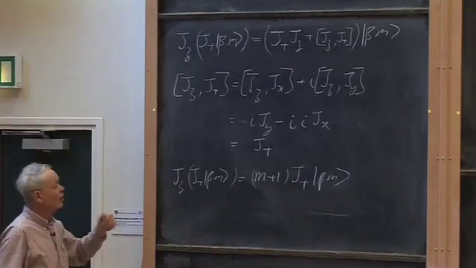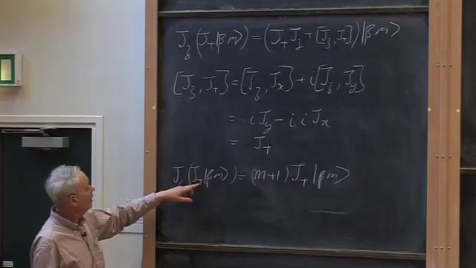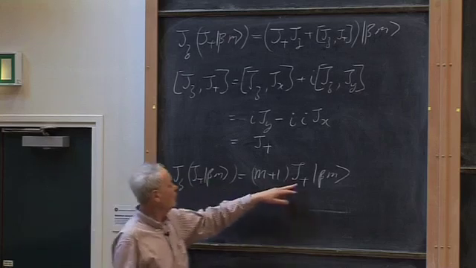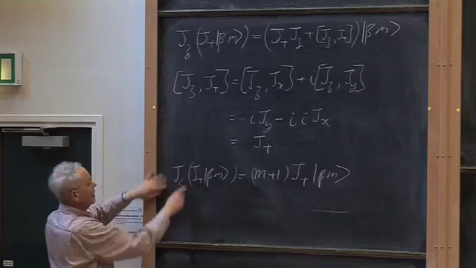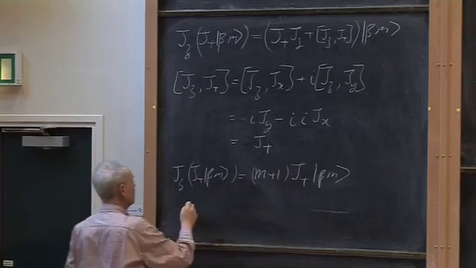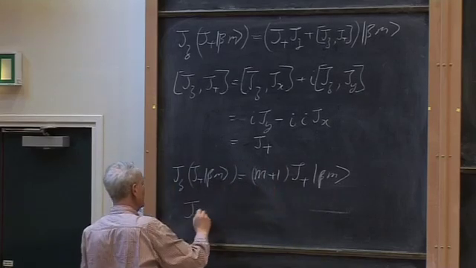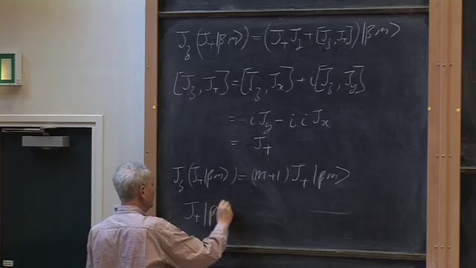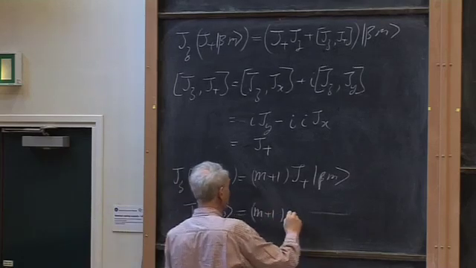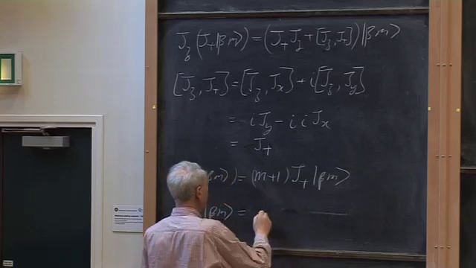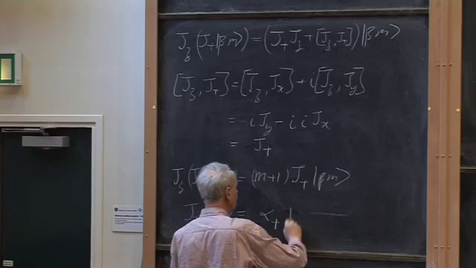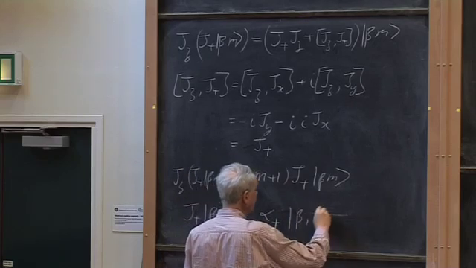So what does that show? That shows that when you apply J plus to this object, you get a new eigenket of this operator, one which has this for an eigenvalue. So let's write that down. It says that J plus on |β, m> is equal to some amount, which we will call α plus, of the state |β, m+1>.